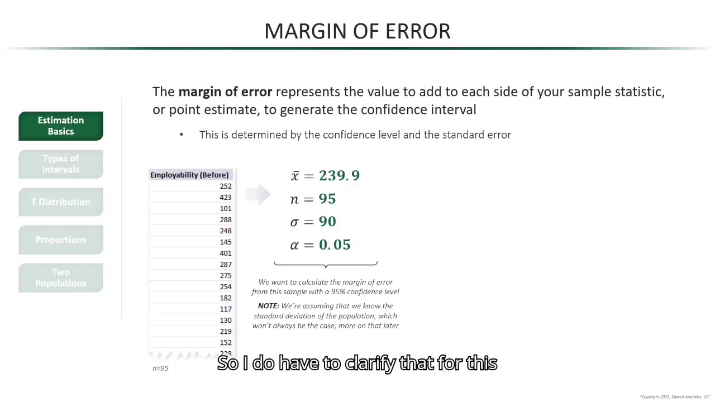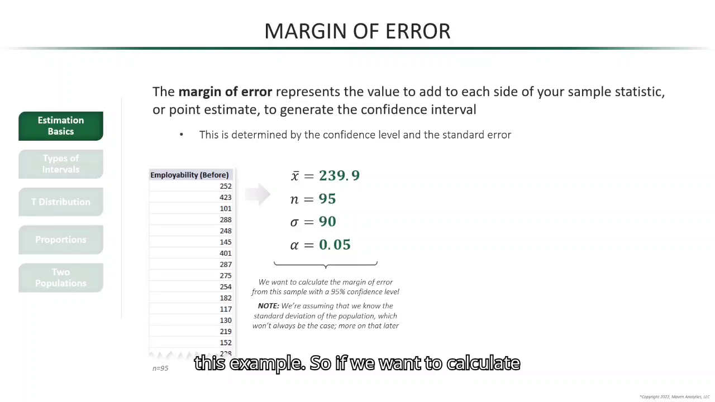So I do have to clarify that for this example, we're assuming that we know the standard deviation of the population, since we need it to know the width of our sampling distribution of the mean. Knowing this value, though, won't always be the case, and we'll cover those scenarios as well, so don't worry about that for now. Let's just continue with this example.